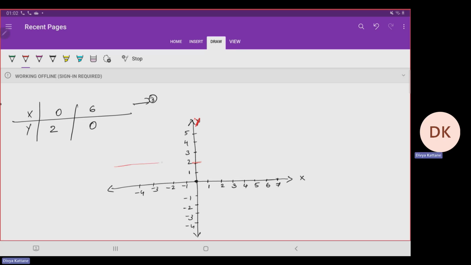Y equal to 2 means draw a straight line corresponding to the point 2 on the y-axis. So this is the line y equal to 2.